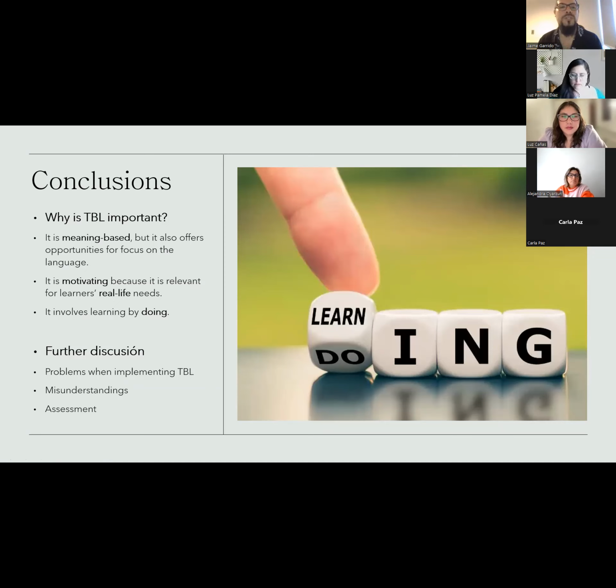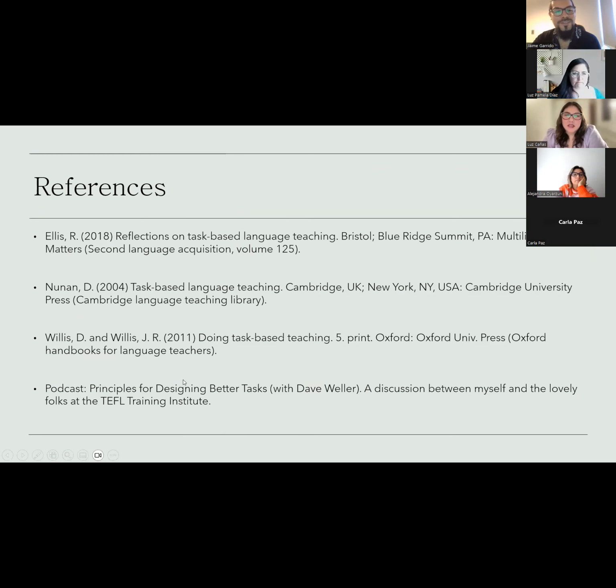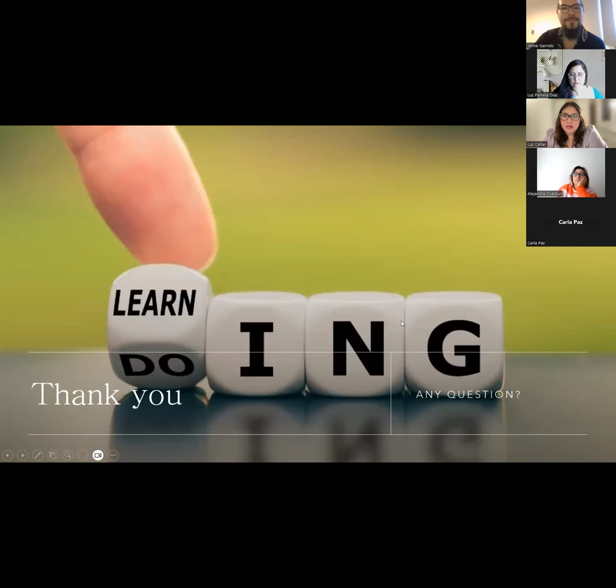Now, this presentation is too short in terms of the different aspects that implementing TBL means. So another workshop could be, for example, dealing only with problems when implementing TBL, correcting some misunderstandings, and assessment, how you assess students in a TBL context. That could be part of further discussion, la discusión, as it says there. Yeah, some references there, and that would be all for today.